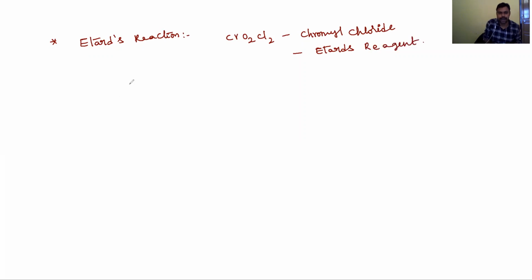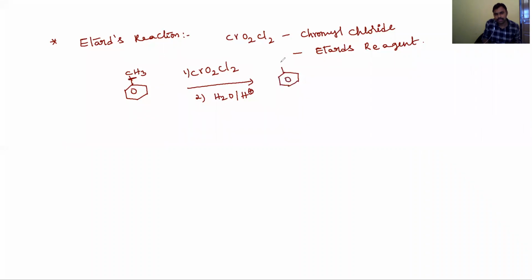Etard's reagent. When toluene, which means methyl benzene, is oxidized with chromyl chloride, CrO2Cl2, followed by hydrolysis in acidic medium, the CH3 group is converted into CHO, and benzaldehyde is formed.